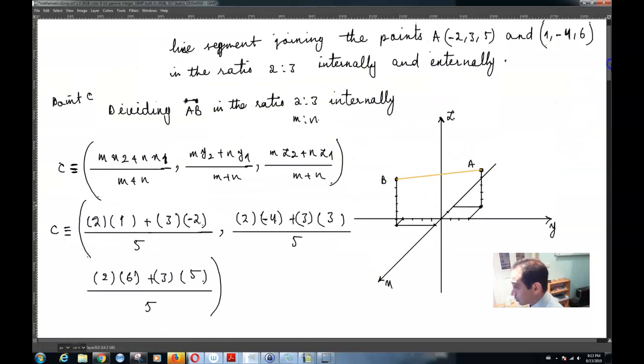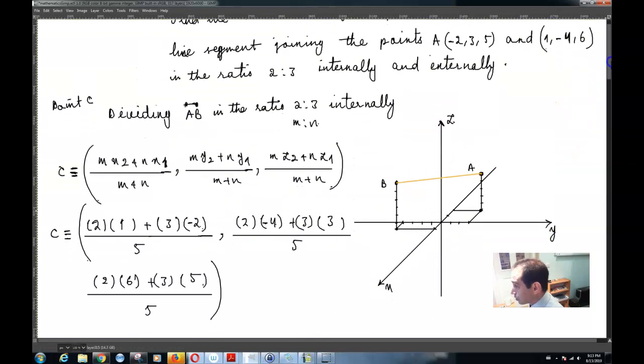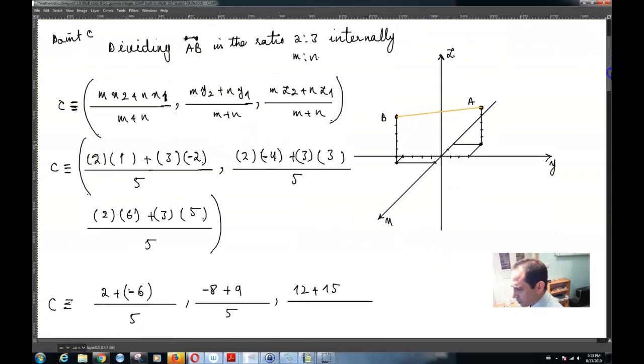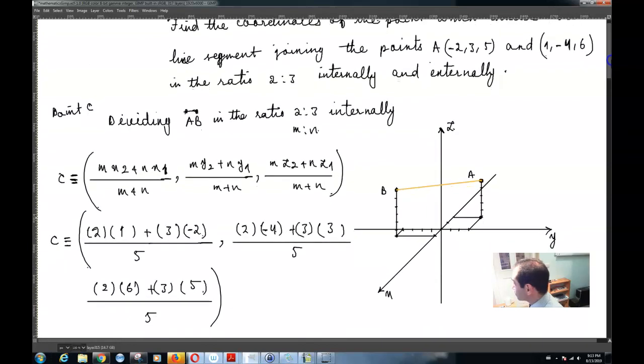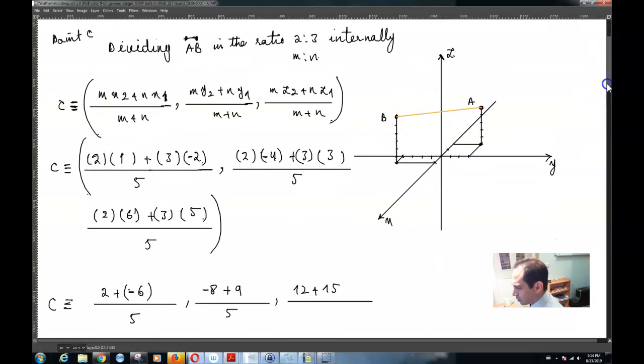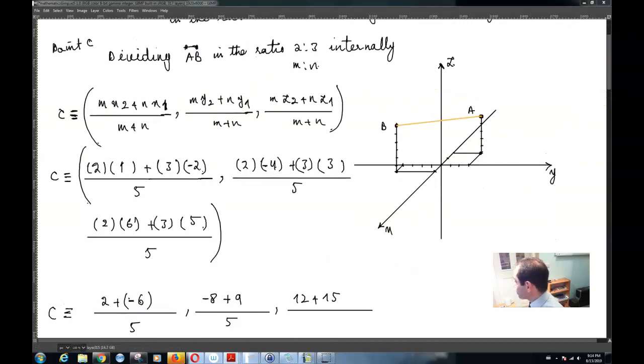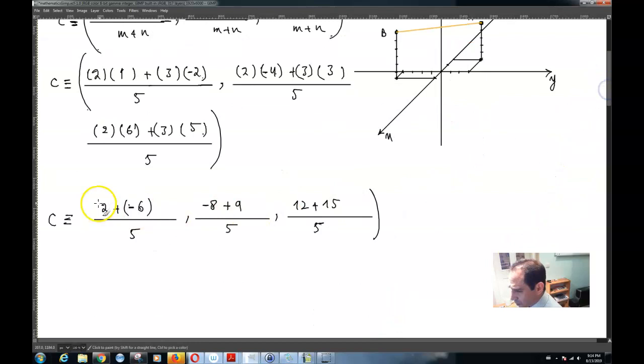There has to be something wrong here. Six and 15. Okay. I think there is something wrong in here. 12 plus 15 over 5. Okay, so let me see.